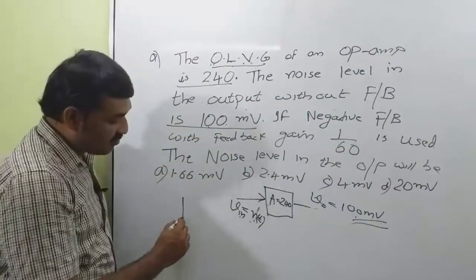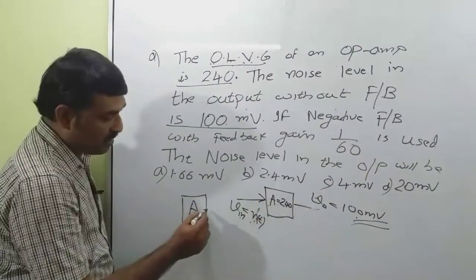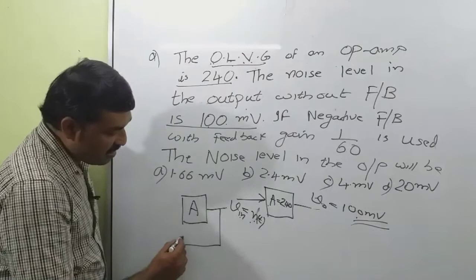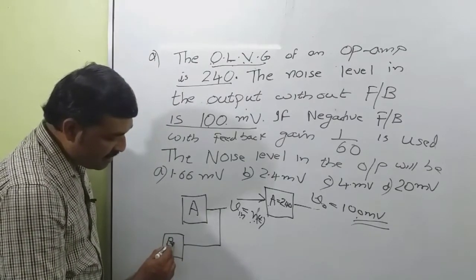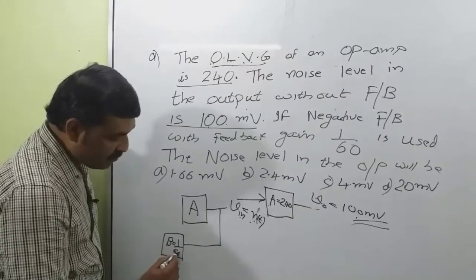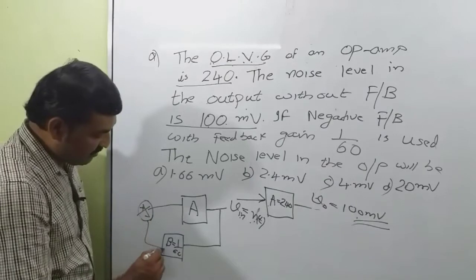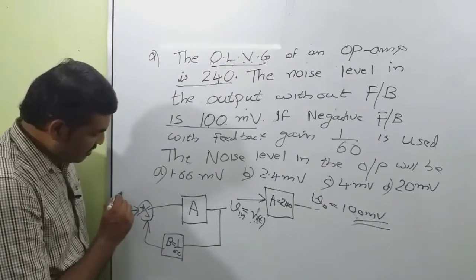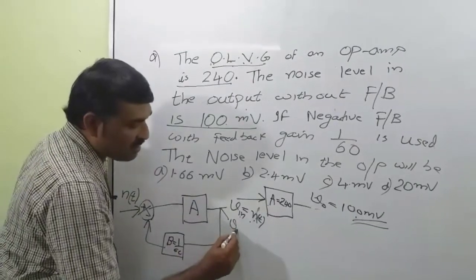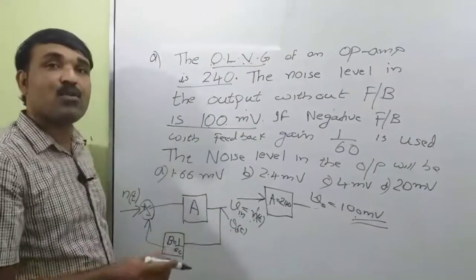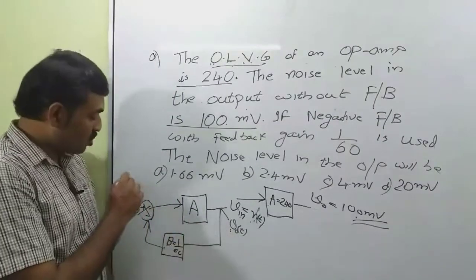That is the question. Our system will look like we have an open loop gain A that is equal to 240, and the system is a negative feedback system with feedback gain B equal to 1 by 60. Okay, so this figure will represent the system. Suppose N of t is the noise input and V0 of t is the output corresponding to this noise.